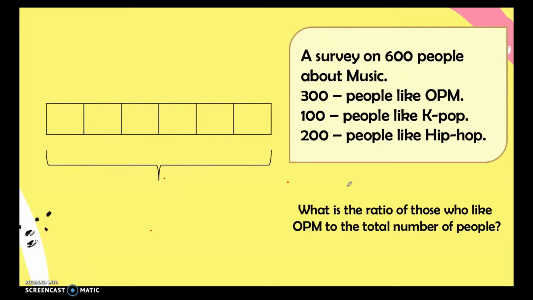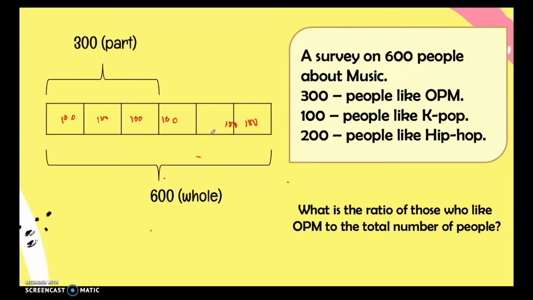So we have here 6 parts, which is 600 for the whole. You can say that this is 100, another 100, 100, total of 600. Then, people who like OPM is just 300, which is a part of the whole. And for the ratio, for our answer, we have 300:600. And take note that when you write a ratio, it should be in simplest form. Therefore, our final answer is 1:2.